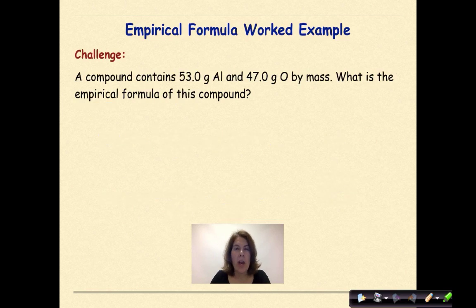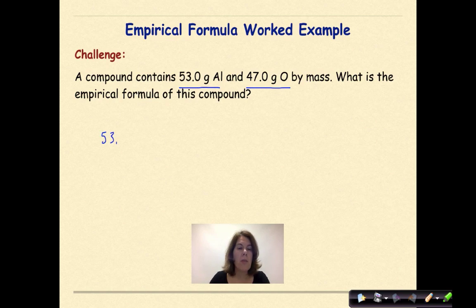Finally, let's look at a challenge example. This is for those of you that are like, well, I got this. This is really not a problem. Give me something really hard. Okay, so a compound contains 53 grams of aluminum and 47 grams of oxygen by mass. What is the empirical formula of this compound? Step 1, convert to moles.